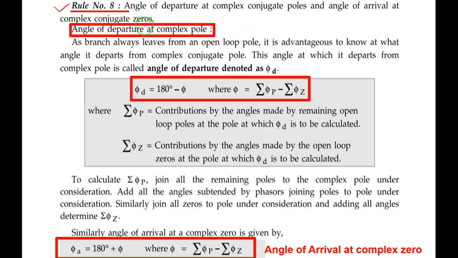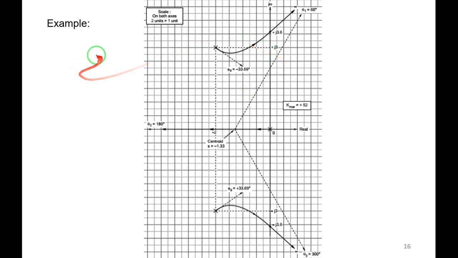So, let me assume that there are complex conjugate poles and zeros. Rule number 8 is the angle of departure at complex conjugate poles and angle of arrival at complex conjugate zeros. So I will make you understand. Let me take this example. This is one root locus. Don't worry, the diagram is just like this. This is one complex conjugate pole, minus 2 plus j3. It is located here. Next, minus 2 minus j3.